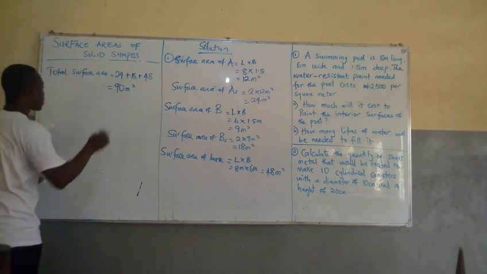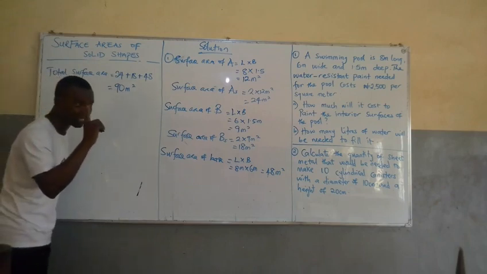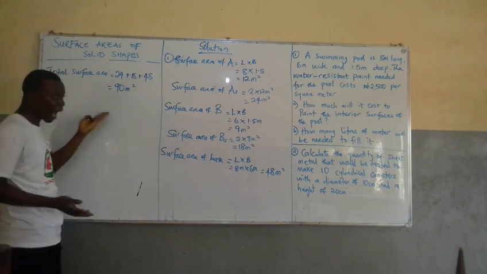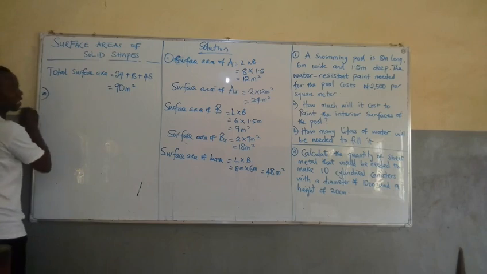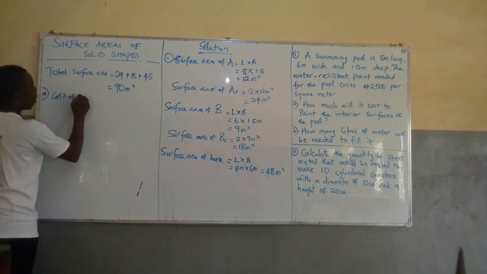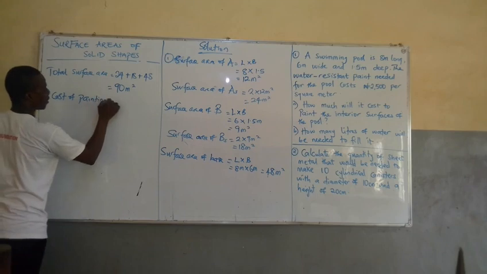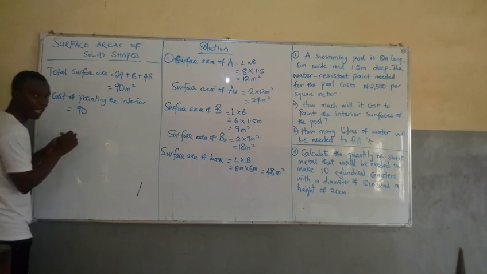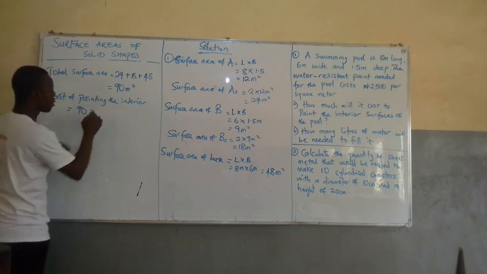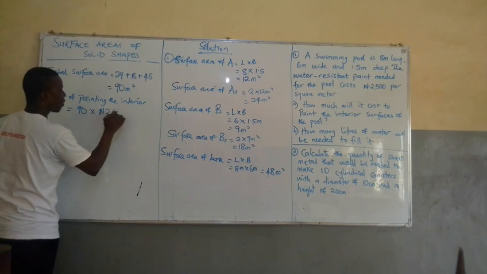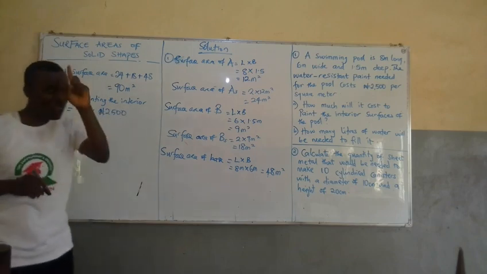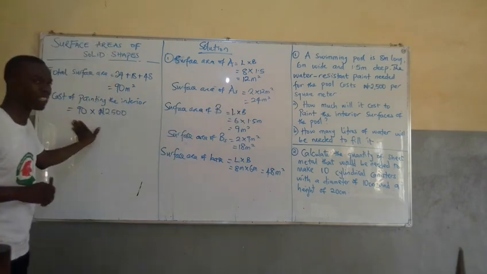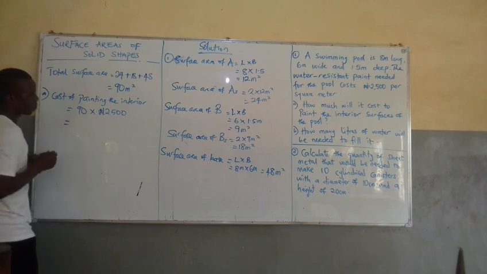So if each, what does each mean? It means every 1 square meter costs 2,500 naira. Then 90 meters square, how much will it cost? So to answer the first question, cost of painting the interior will now be 90 times 2,500 naira. That's because every 1 meter square costs 2,500 naira.